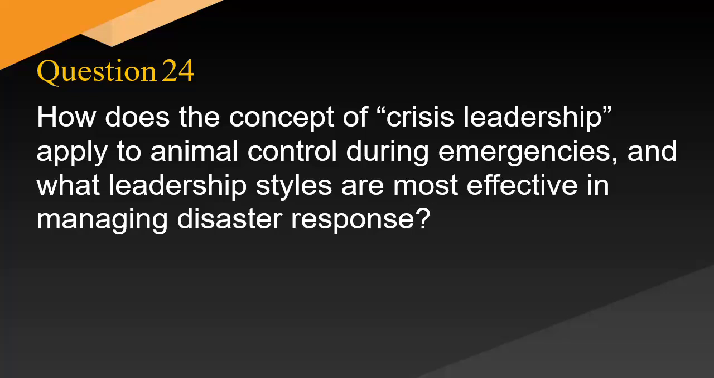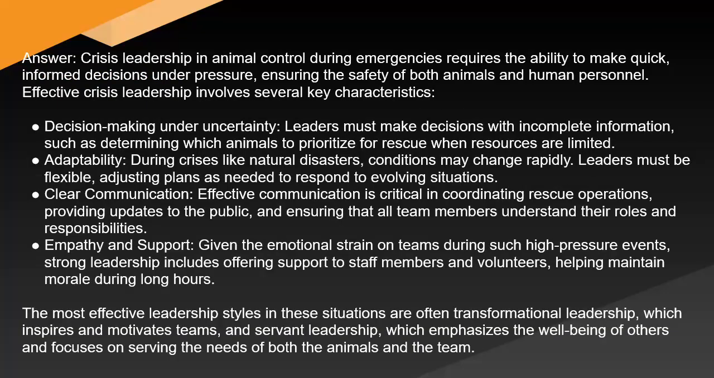How does the concept of crisis leadership apply to animal control during emergencies, and what leadership styles are most effective in managing disaster response? Answer: Crisis leadership in animal control during emergencies requires the ability to make quick, informed decisions under pressure, ensuring the safety of both animals and human personnel. Effective crisis leadership involves several key characteristics. Decision-making under uncertainty. Leaders must make decisions with incomplete information, such as determining which animals to prioritize for rescue when resources are limited. Adaptability. During crises like natural disasters, conditions may change rapidly. Leaders must be flexible, adjusting plans as needed to respond to evolving situations.